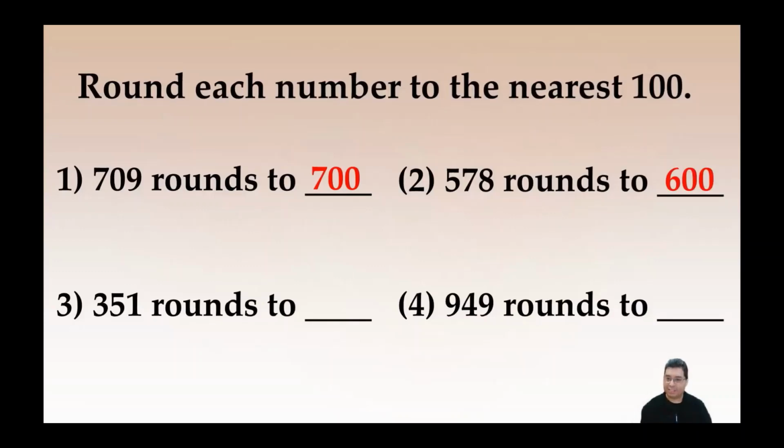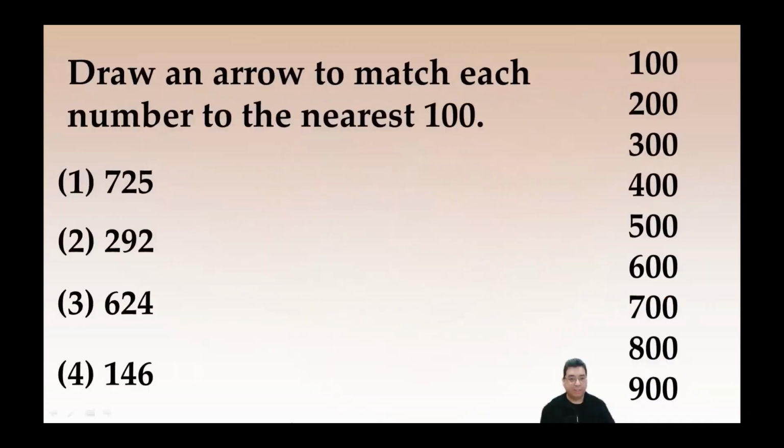Yes, 600. What about number 3? 351 rounds to what? 400. And the last one here, number 4, 949 rounds to what? Yes, 900.